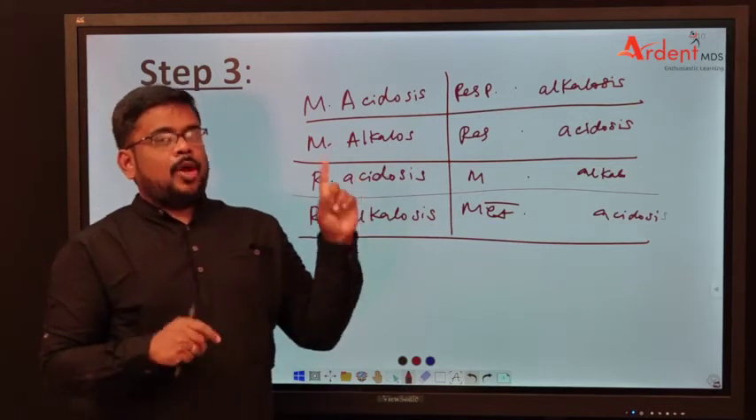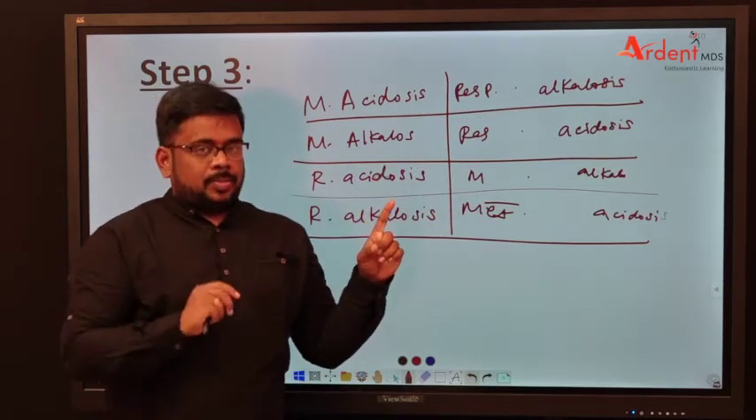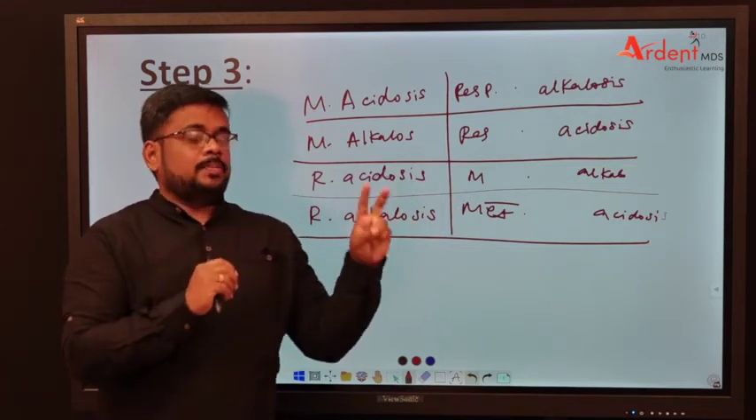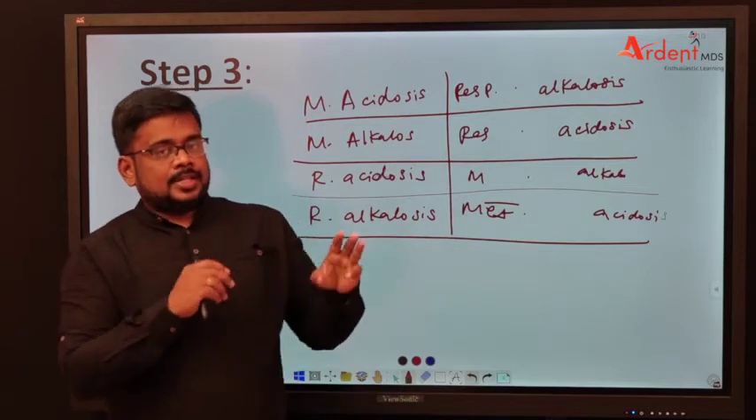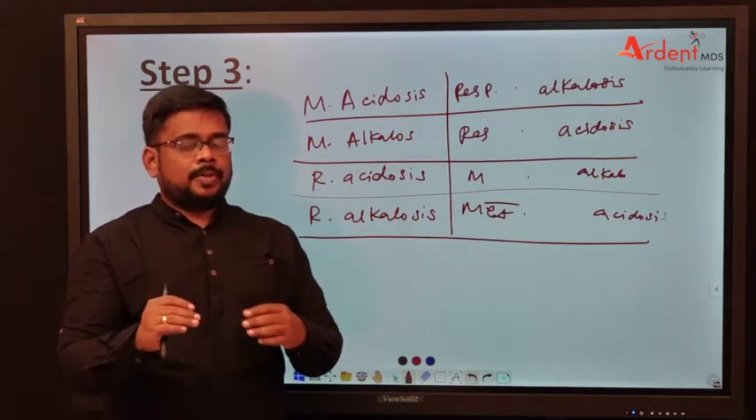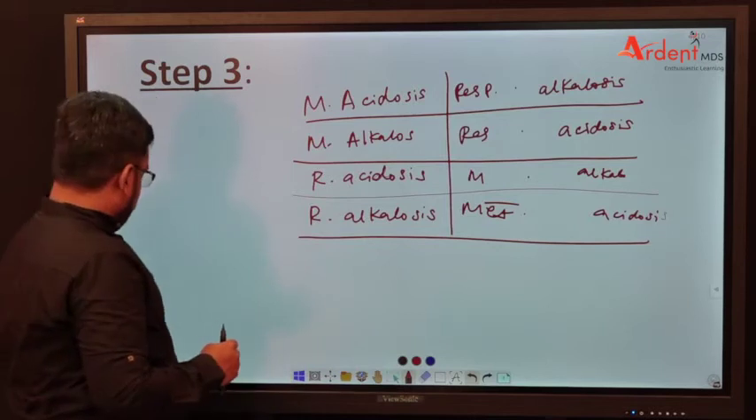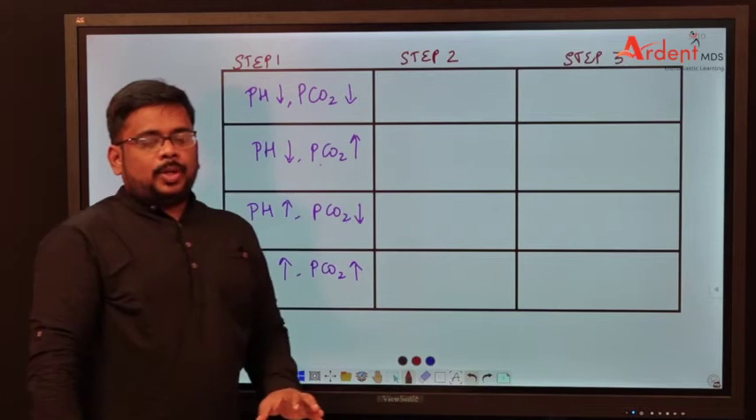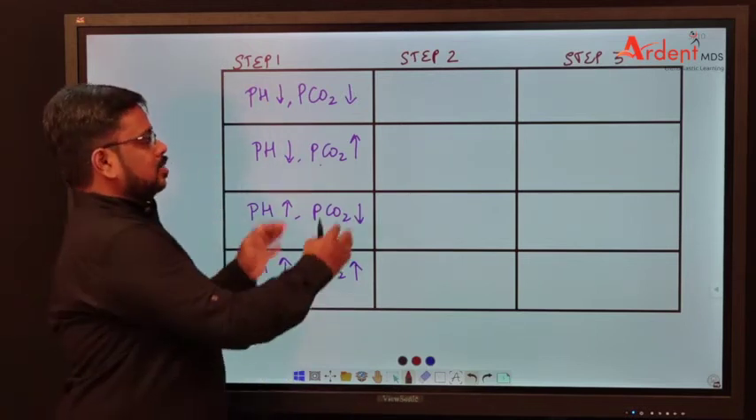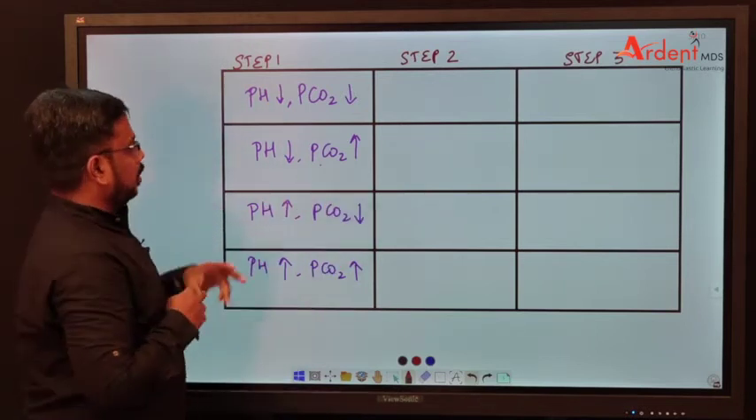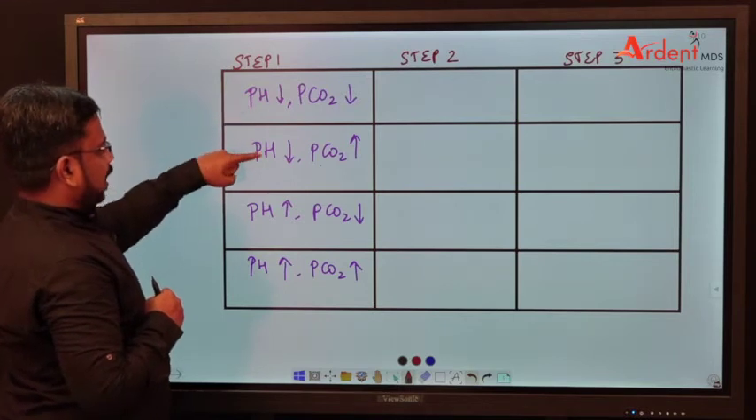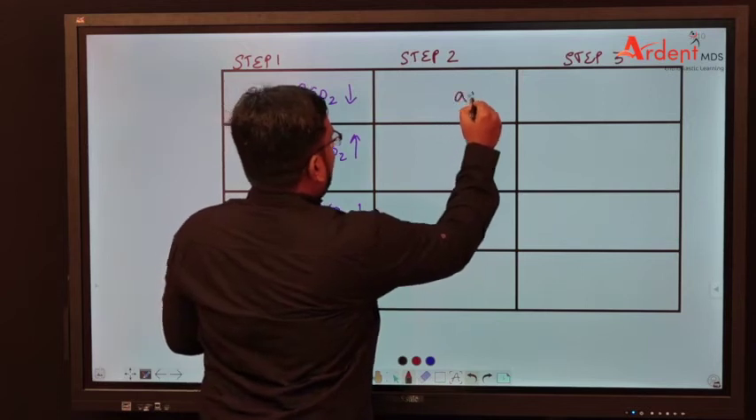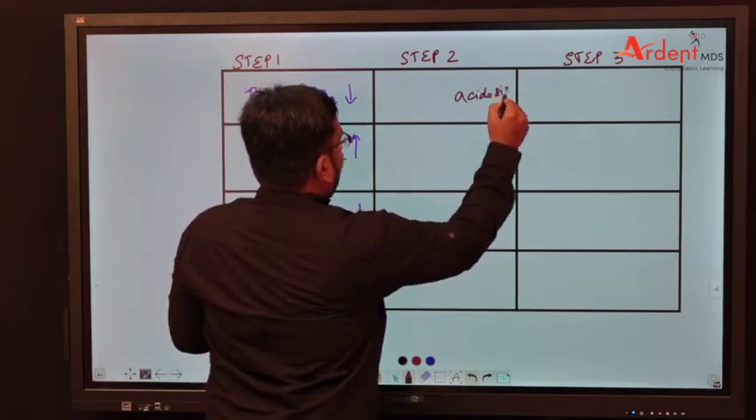The first step, we have to know the pH. If the pH is less, we can tell it is acidosis. If the pH is more, alkalosis. Second step, we tell whether it is metabolic or respiratory. The third step, we tell the compensatory mechanism. Now coming to the last one. Now you can understand within this three-step process. Tell me, the pH is less in the first and second column. Now you can write it is an acidosis.